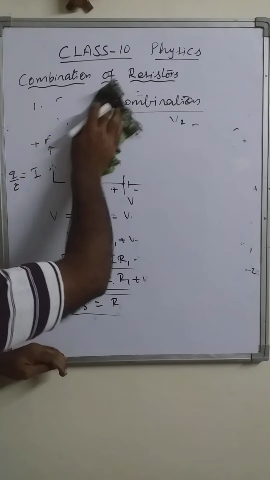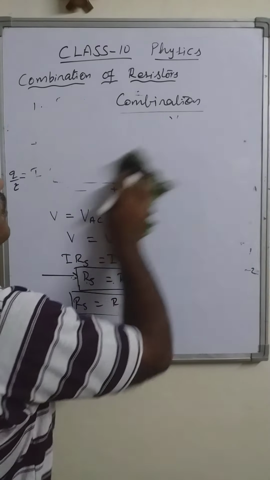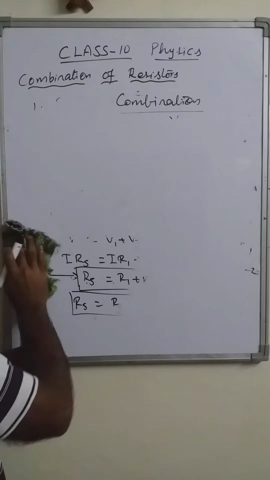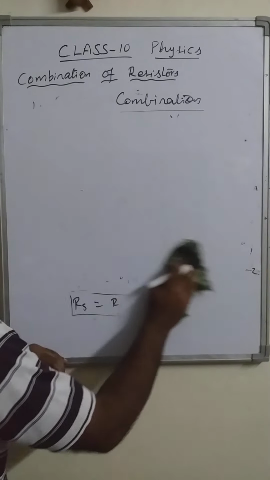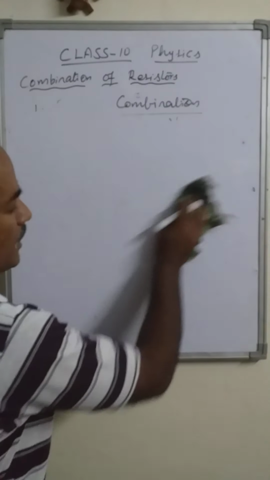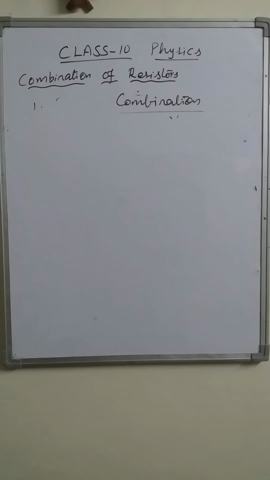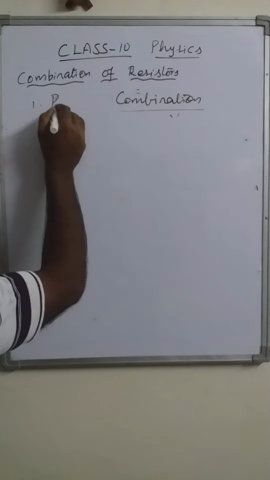They are connected parallel to each other, or we can say that the resistors are connected side by side. They are connected side by side. This is the parallel combination.